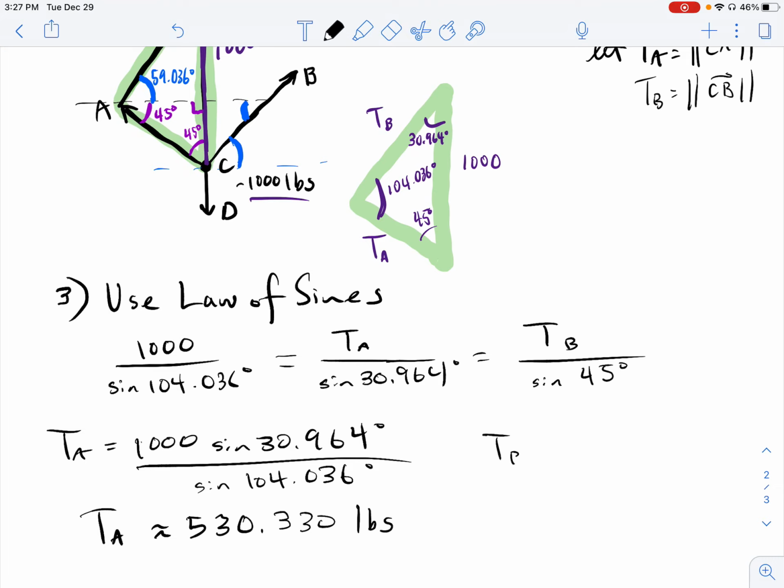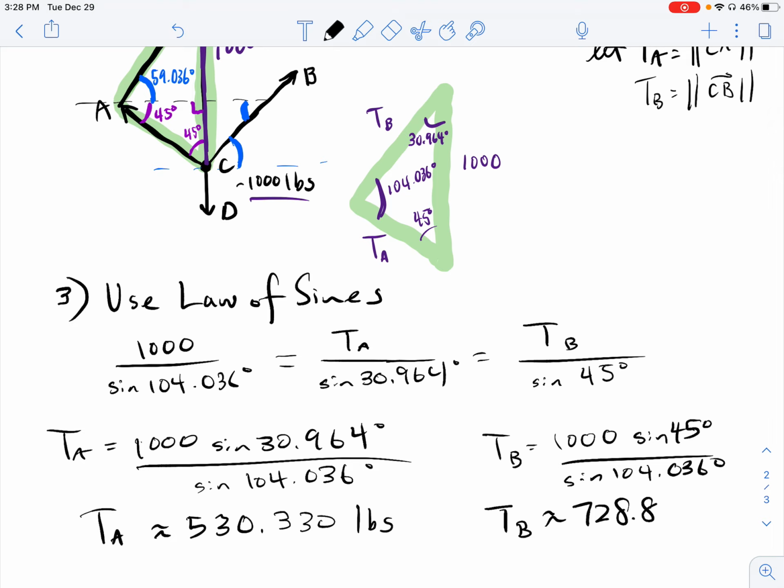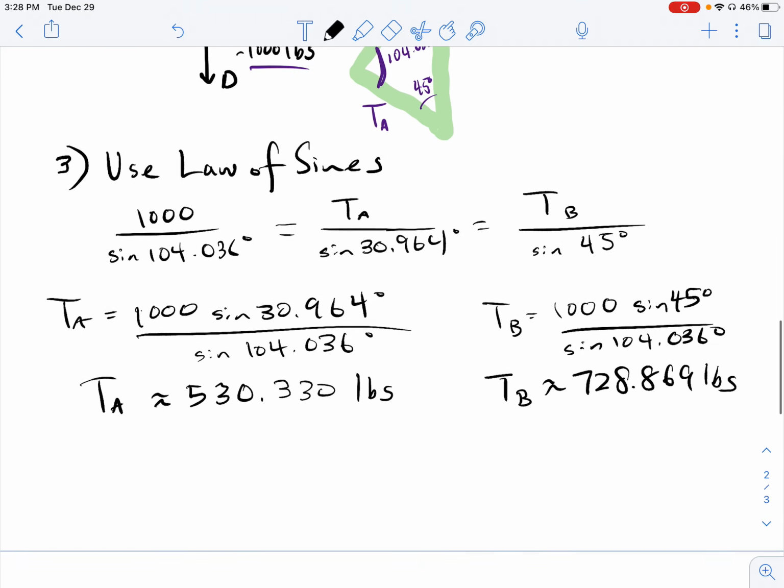T sub B would be equal to 1,000 sine. And again, I always recommend going with what we were given if possible. So 1,000 times sine of 45 over sine of 104.036, and T sub B should be approximately 728.869 pounds. So let's express our answers in sentences.